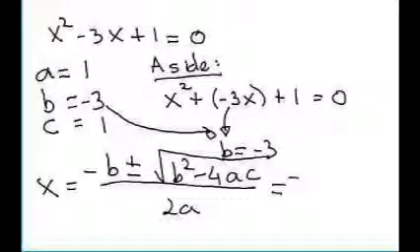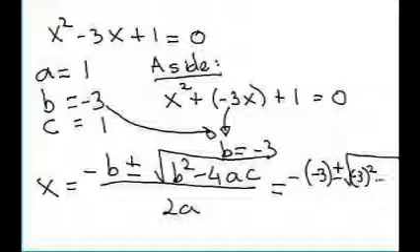Okay, so when I plug in, I'm going to have negative of b, but b was -3, plus or minus the square root of b squared, which is -3 quantity squared, minus 4 times 1 times 1, that's going to be just the -4. All of this divided by 2 times 1. So again, this -4 I got by plugging in 1 for A and 1 for C.